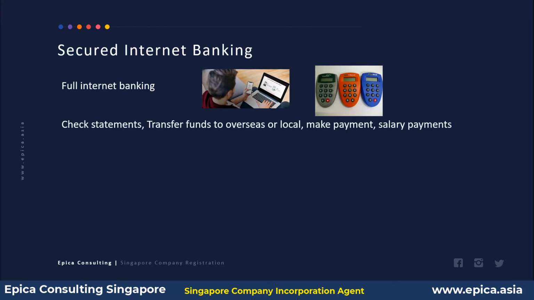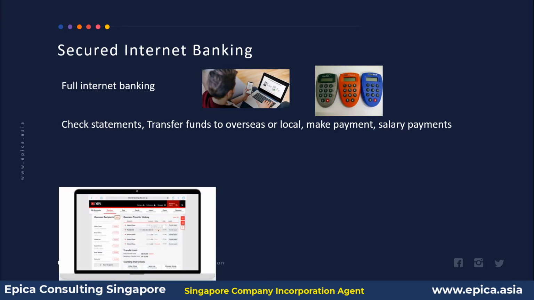When you use the internet banking in the majority of these banks, the common transactions like checking the statement, checking transactions, transferring funds to overseas or to local recipients, receiving inward transfers, making payments, making salary payments, all these features are available in internet banking. So typically the internet banking screen will look like this and there will be various options with which you can add payees, make payments and so on.